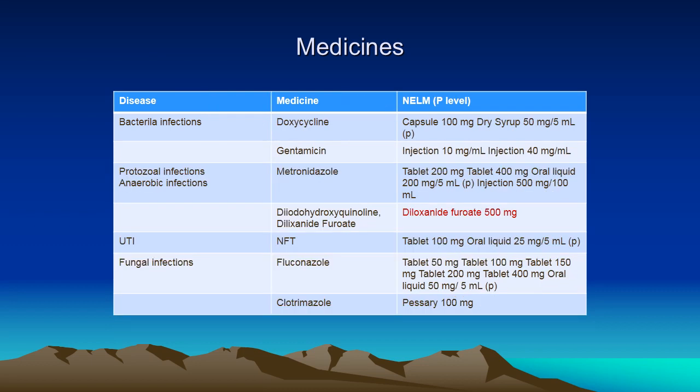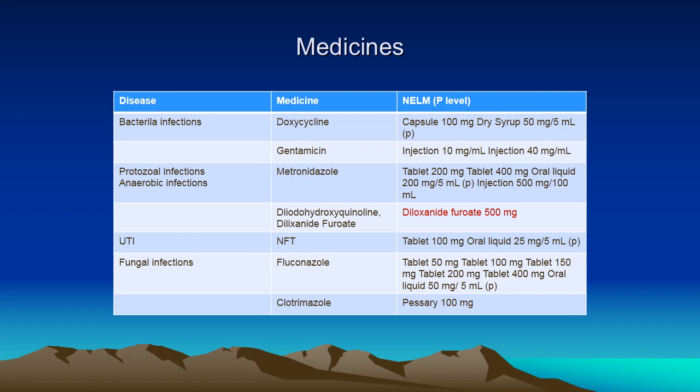Now, doxycycline, gentamicin is injectable, metronidazole has already been included. Now there is a question of diiodohydroxyquinoline and diloxanide furoate. The list doesn't include these two. Diloxanide can be included because they are luminal amoebicides. The only problem is if it's not a priority disease in that area, then it should not be included.